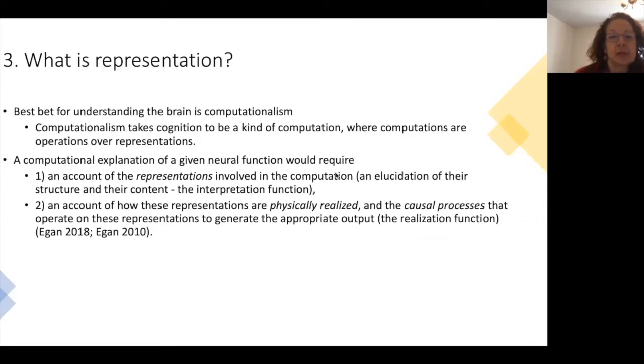And to have a complete computational explanation, you would want an account of those representations, like what those representations are, including both their structure and their content, what Frankie Egan calls the interpretation function. And you also want some account of how those things are physically realized in the causal processes that operate on those representations, which she calls the realization function.